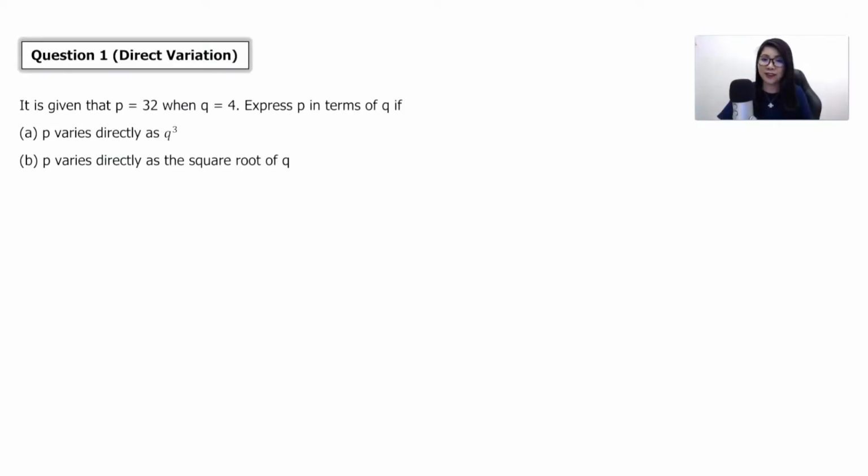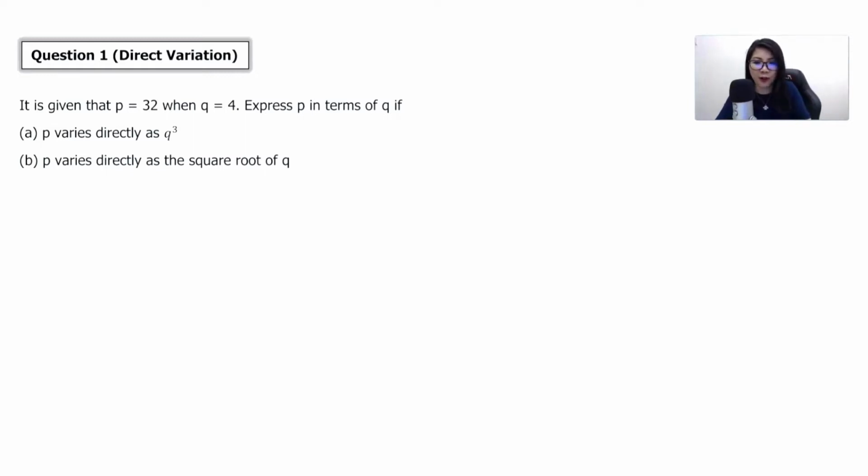Let's look at question number 1. This is direct variation. It is given that P is equal to 32 when Q is equal to 4. Express P in terms of Q if A, P varies directly as Q cubed, and B, P varies directly as the square root of Q.